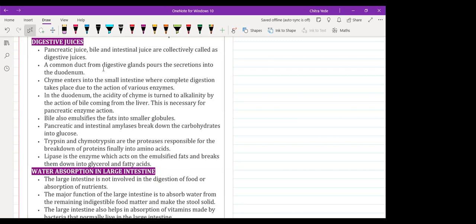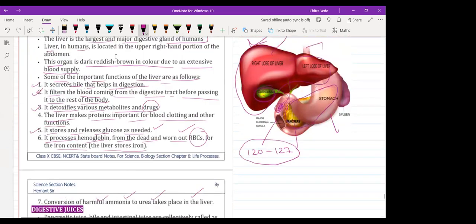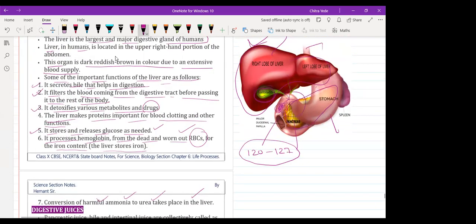Let's repeat again. The pancreatic juice, bile juice, and intestinal juice are collectively called digestive juice. As we already discussed, the common duct from the digestive glands pours the secretion into the duodenum. Over here is the common duct. Yes, sir. That one is the common duct which pours the juice into the duodenum, the first part of the small intestine.